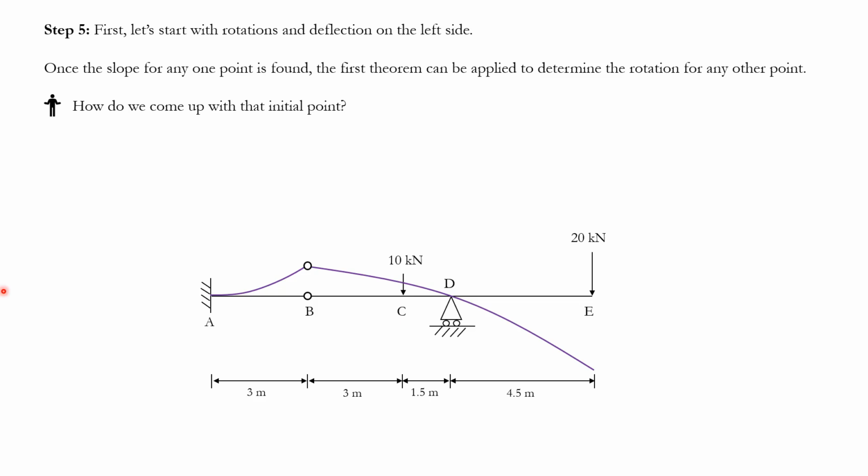For this question, we're going to start with the left side of the beam. Why do we do that? Well, because in this case, I have a fixed support. Anytime you have a fixed support, that gives you a lot of information about the deflection and rotation. We know that deflection is 0 at this point and rotation is 0 at this point.